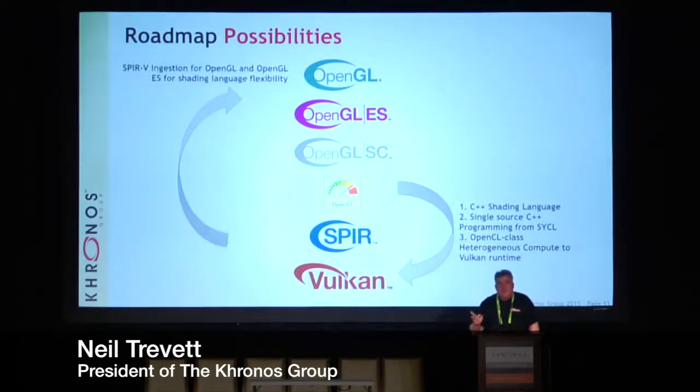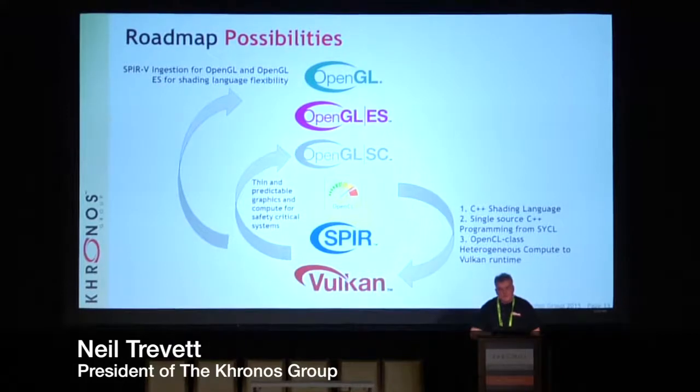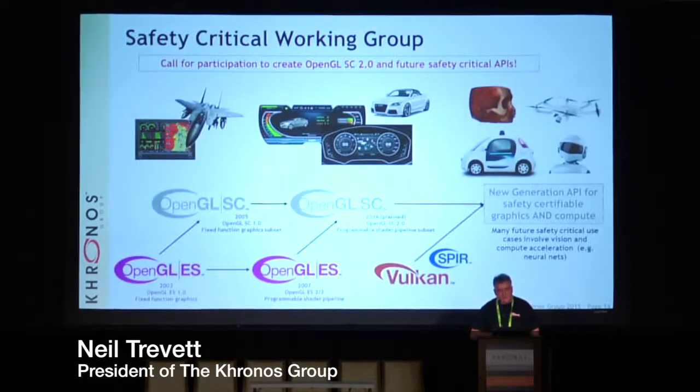We can potentially take SPIR and have OpenGL ingest SPIR. Why not? That might create a lot of interesting opportunities. And then the last thing that isn't mentioned anywhere else, but I want to mention it because it's a call for participation. We're restarting the safety critical working group, not just using OpenGL ES, but potentially using Vulkan and SPIR.